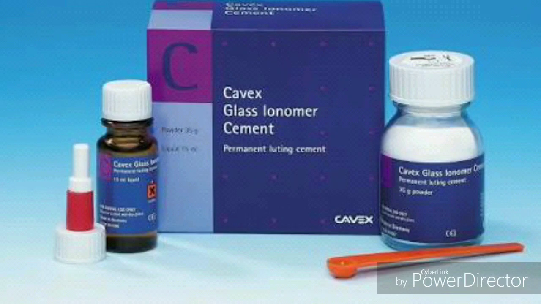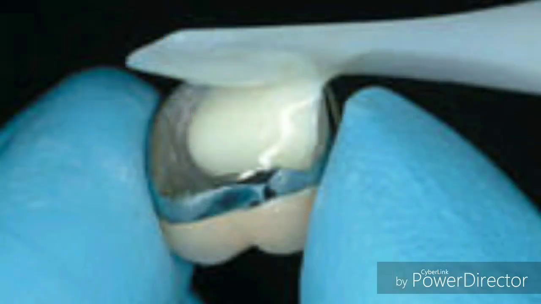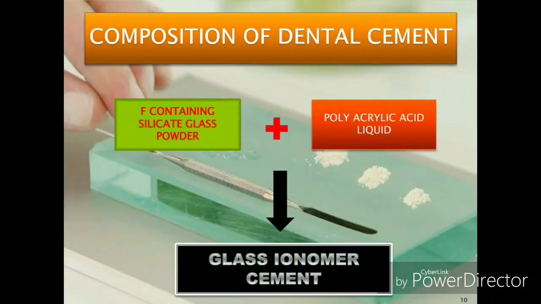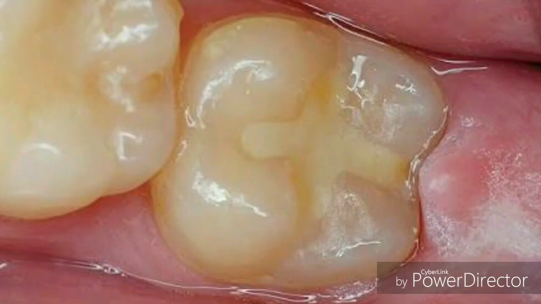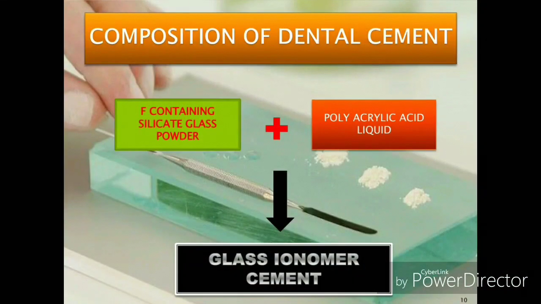Glass ionomer cement is very popular in restorative dentistry because of its vast variety of clinical applications. It can be used for the cementation of inlays, crowns, bridges, and several orthodontic appliances. It can also be used as a restorative material, as a liner, as a base, and as a pit and fissure sealant.